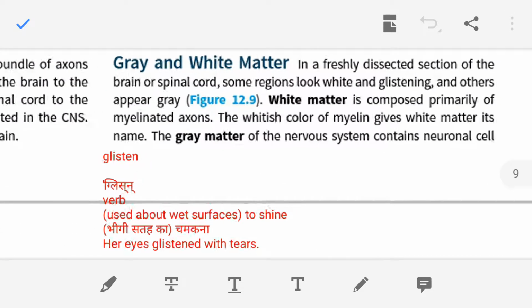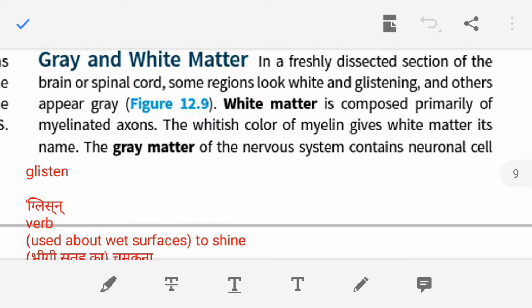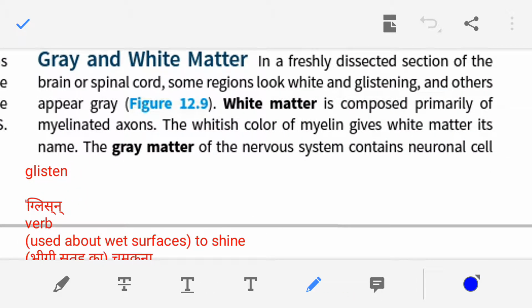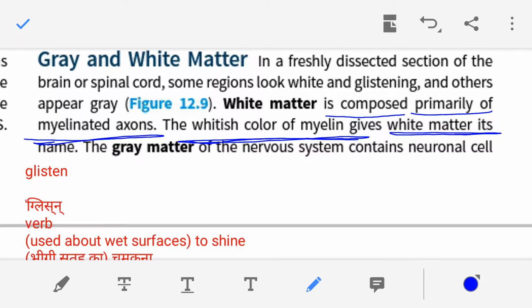Now, what is present in white matter? White matter is composed primarily of myelinated axons. So in the white matter myelinated axons are present, and the whitish color of myelin gives white matter its name. The glistening white appearance of white matter, for that myelin is responsible.